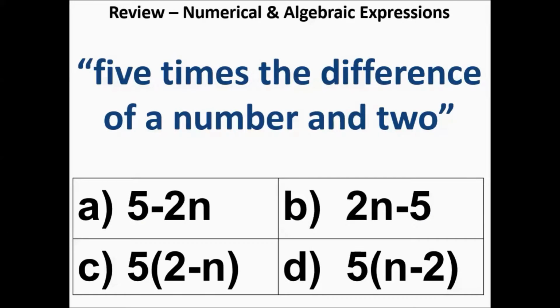Five times the difference of a number and 2. 5 times the difference means it's going to be 5 up against parentheses. It's subtraction inside the parentheses, but not a switcheroo. A number and 2, it's going to leave us with choice D.